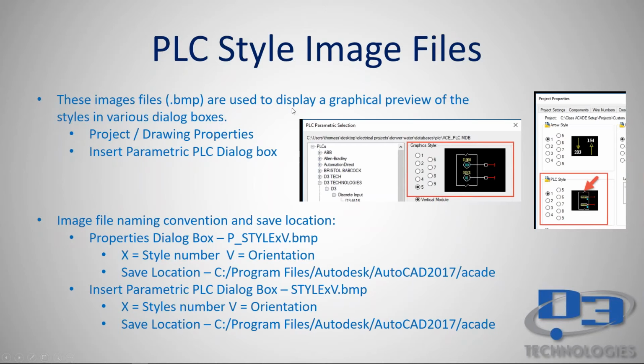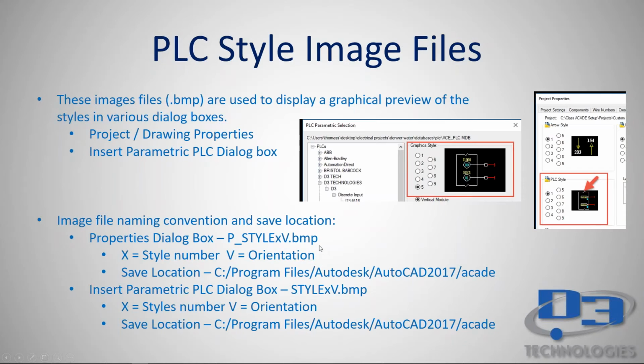Now when it comes to naming, these have a specific name and location. For the properties dialog box, again, that is going to be drawing properties and project properties, you will save your BMP file with the name of P_style, the style number, and then orientation. So if we look here, we've got pstylexv.bmp. The X would be the style number, the V would be vertical orientation. So for my style, it'll be P_style7v.bmp.